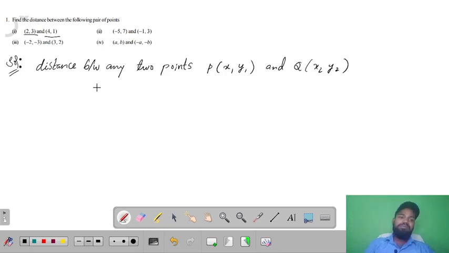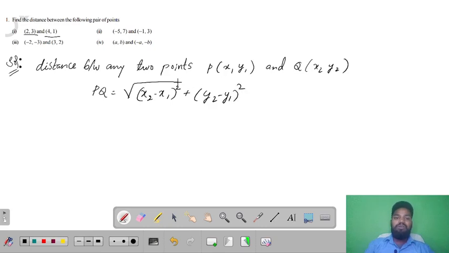So what is the distance between P and Q? PQ is equal to the square root of (x2 minus x1) whole square plus (y2 minus y1) whole square. This is the distance formula, right? You should remember this formula for the entire exercise. Why? Because all the problems are based on this formula only.